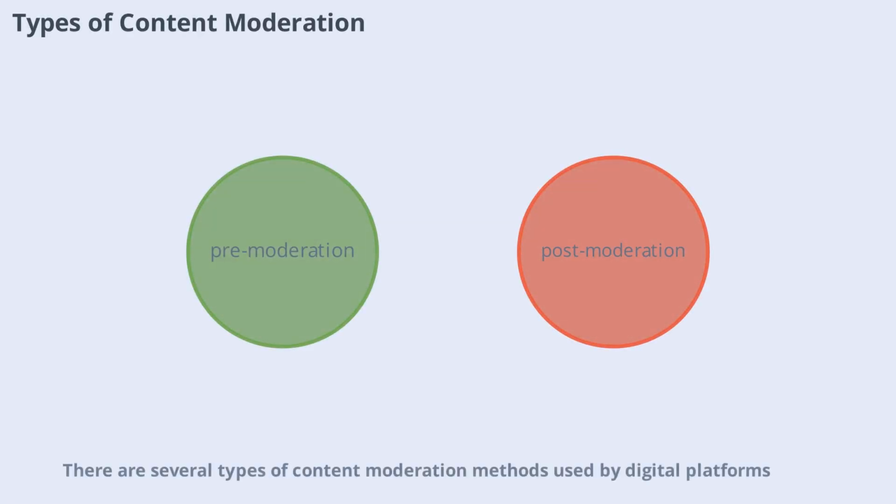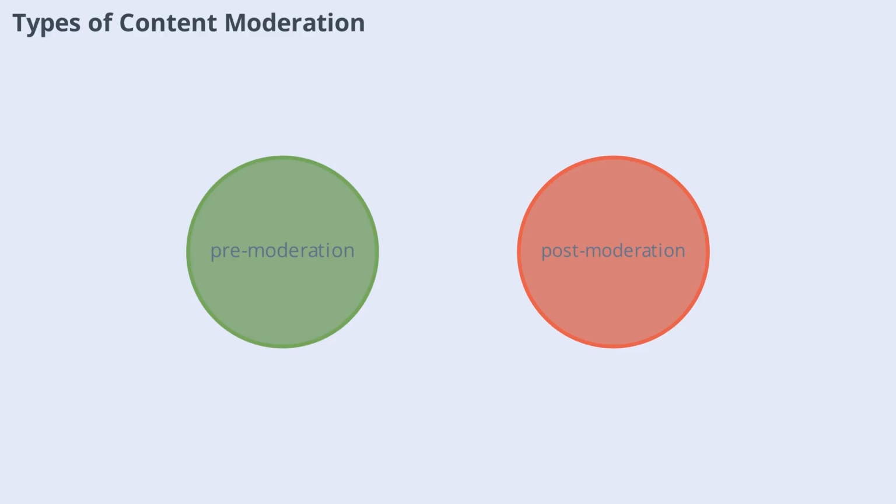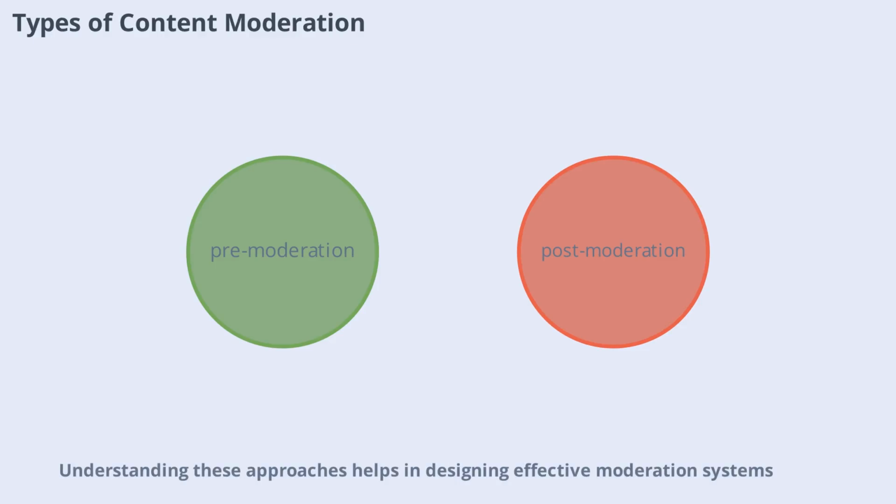There are several types of content moderation methods used by digital platforms. These include pre-moderation, where content is reviewed before it goes live; post-moderation, where content is reviewed after publication; reactive moderation, which relies on user reports; and automated moderation, which uses algorithms to detect and filter content. Each method has its strengths and weaknesses, and platforms often use a combination to achieve the best result. Understanding these approaches helps in designing effective moderation systems.